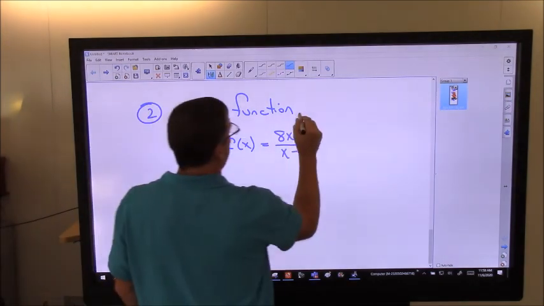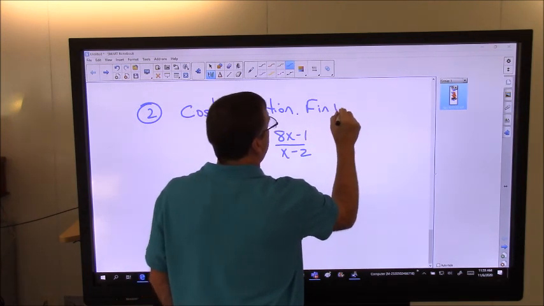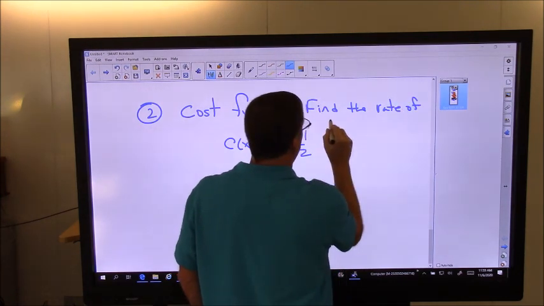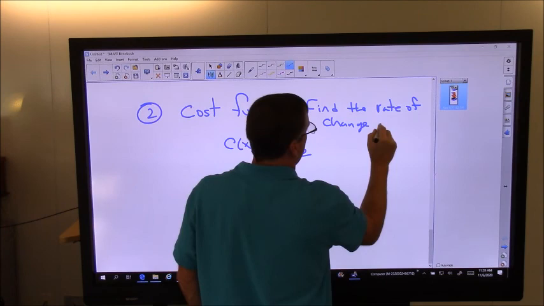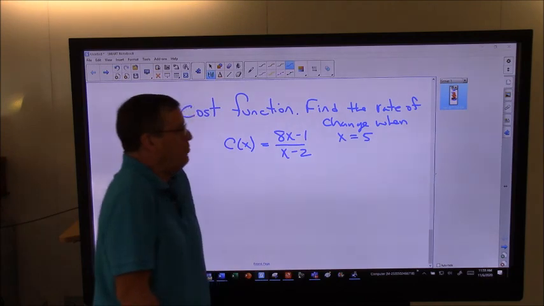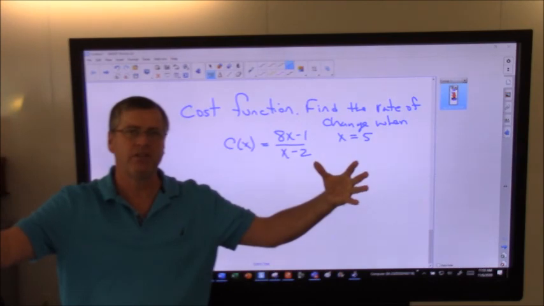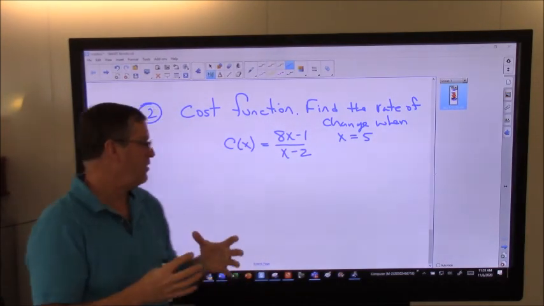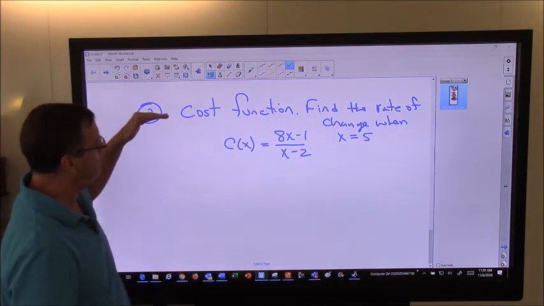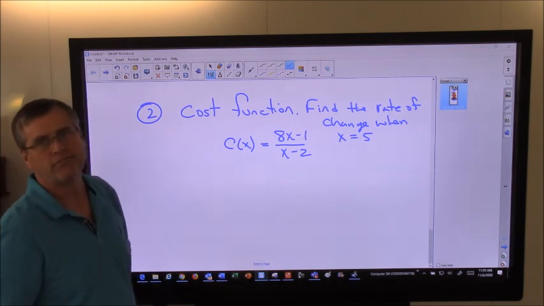Okay? So they will tell us to find the rate of change when x equals 5. And I don't really know what 5 is. Does that mean 5 units, which could be an entire pallet full of something? Does it just mean 5 items? I don't know what that means. There's not enough information here. Okay, but for right now, we're just trying to find the rate of change when x equals 5. Okay, you guys try it.